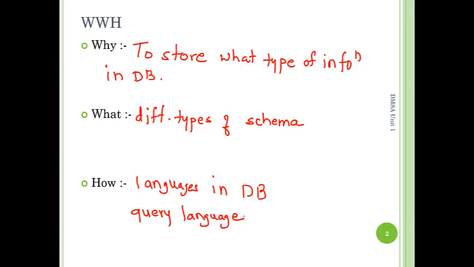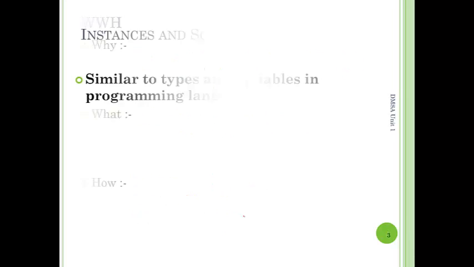Why we need to study instances and schema: to store the different types of information available with us. Then what it is to be understood: since there are different types of abstraction, privileges and security levels, different types of schemas are there at each level. And how this supports different languages in the database depends on what type of database we are using. That we are going to see in the data models: what the different models are and what languages they support. It is called the query language.